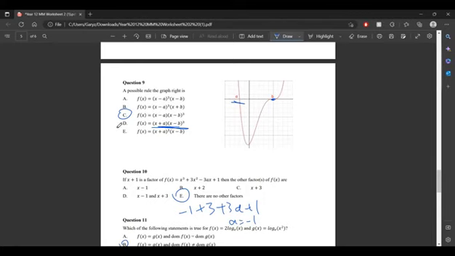So yeah, if you got D, I guess it's just a little mistake here. Just make sure we understand the positive and negative nature of a number. And yeah, so the correct answer here is C.